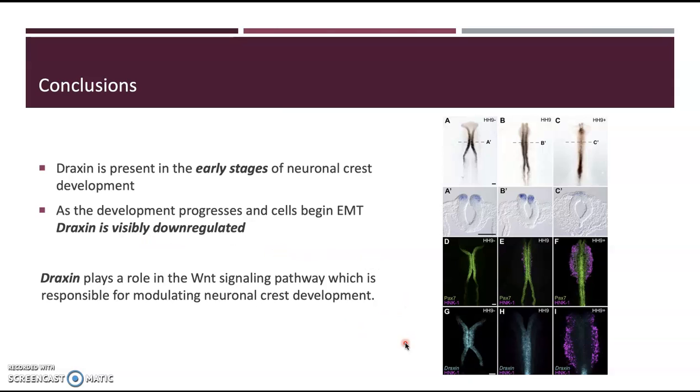And so they are establishing that there is a relationship between Draxin and the WNT signaling pathway, which is known to play a role in modulating neuronal crest development. And so this imaging experiment here sort of set the groundwork, establishing the role that Draxin can potentially play, or the fact that Draxin is involved in this signaling pathway.